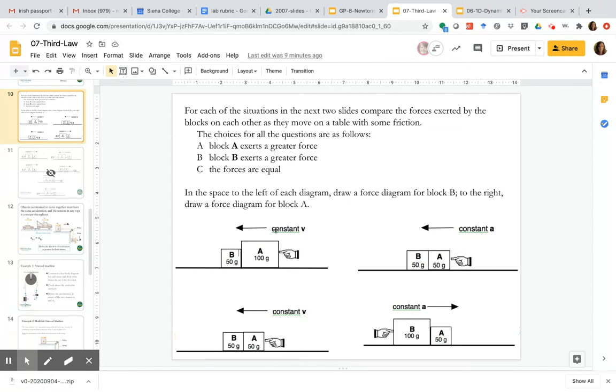So I'm going to do two examples. I'll do the top two examples here. In the first one, B is a smaller mass, and that's in the leading direction. A is a bigger mass. A is getting pushed, and they're moving together at a constant velocity.